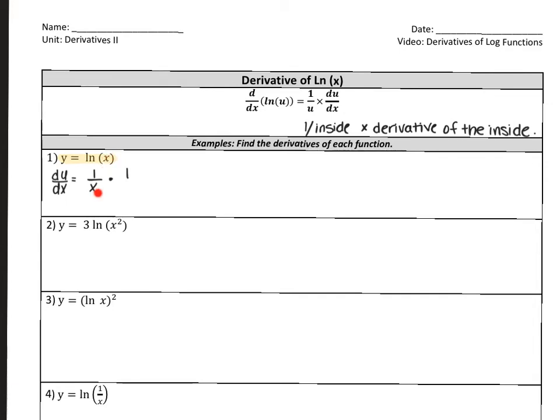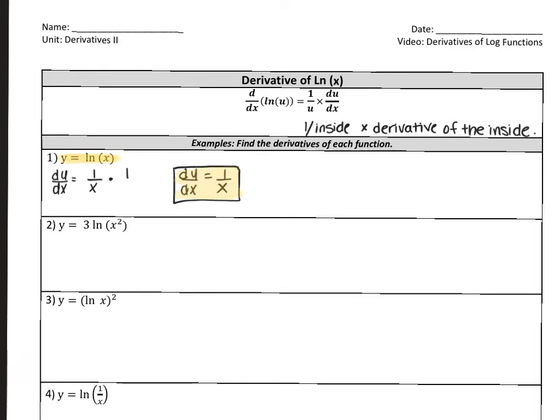So 1 over the inside times the derivative of the inside. So we can simplify that to be just 1 over x. So dy over dx is equal to 1 over x. And this is the most basic form of an ln function. And they're obviously going to get more complicated, but the most general form is that the derivative of ln of x is 1 over x.